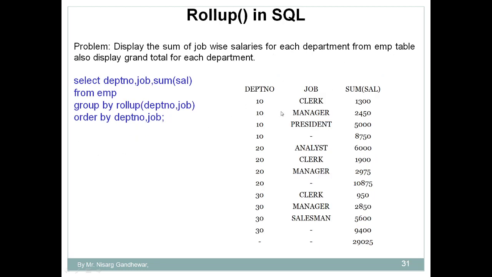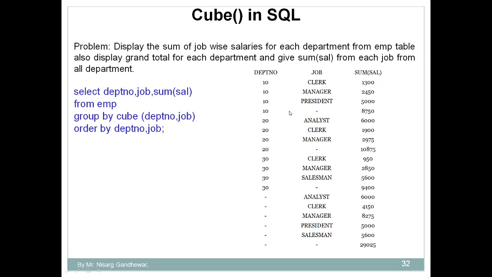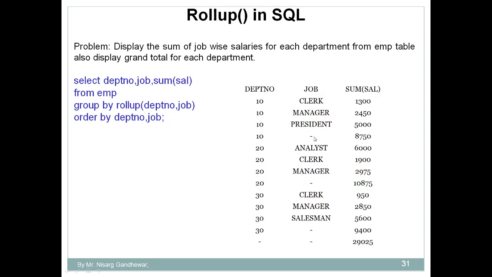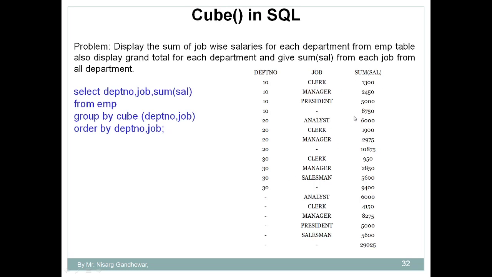So what difference will be there between this output and this output? So here you are getting this. This is the same as that of the previous one. By using rollup function we are also getting the grand total for each department. So what is new in this case? The new thing is that here if you observe, this clerk is 4150. Suppose you add 1300 plus 1900 and 950, then you will get the addition as 4150. So this is a new thing that we are getting.